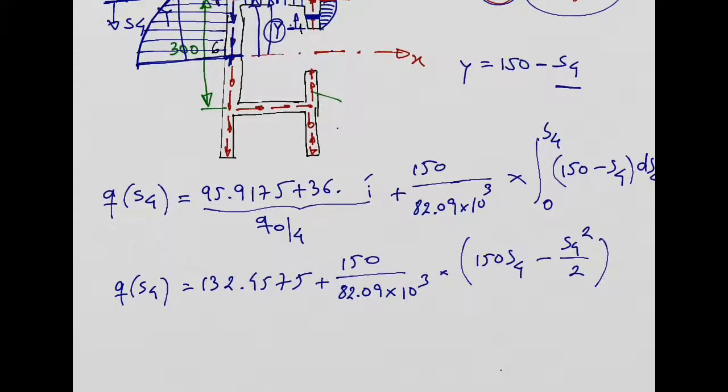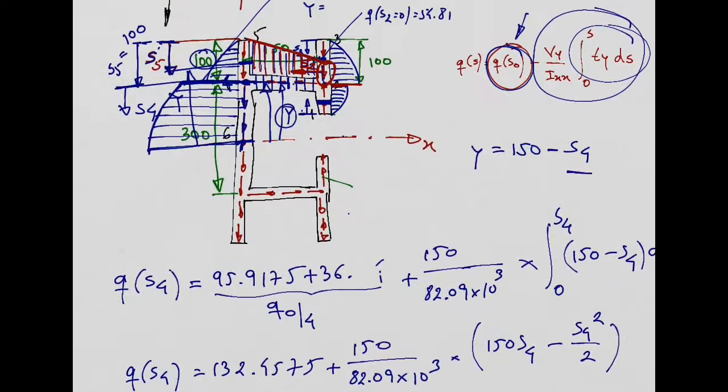And you can calculate that, in fact, if you want. You just need to replace S4 by 150. If you do that, you get the shear flow of 153.01 Newton per millimeter, which is the maximum distribution of the shear flow on the cross-section, okay?